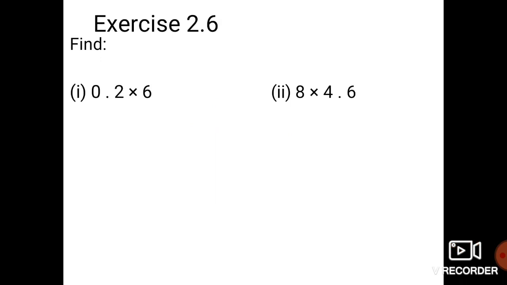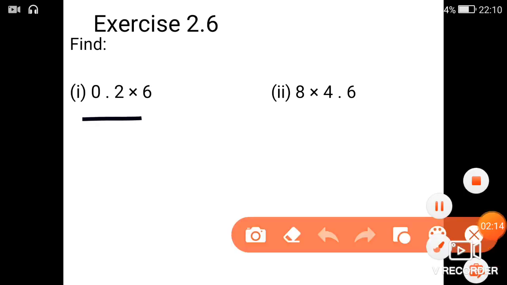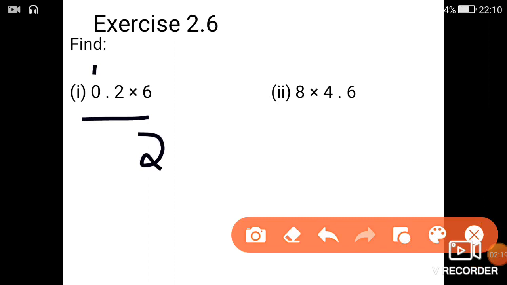Okay, now we will solve exercise 2.6. So first we have to find. First problem, 0.2 into 6. So 6 2s are 12. 6 zeros are 0. 0 plus 1 is 1. So it is 1.2. Here in 0.2, after the decimal we have 1 digit. So we'll place the decimal point after 1 digit. So it is 1.2.